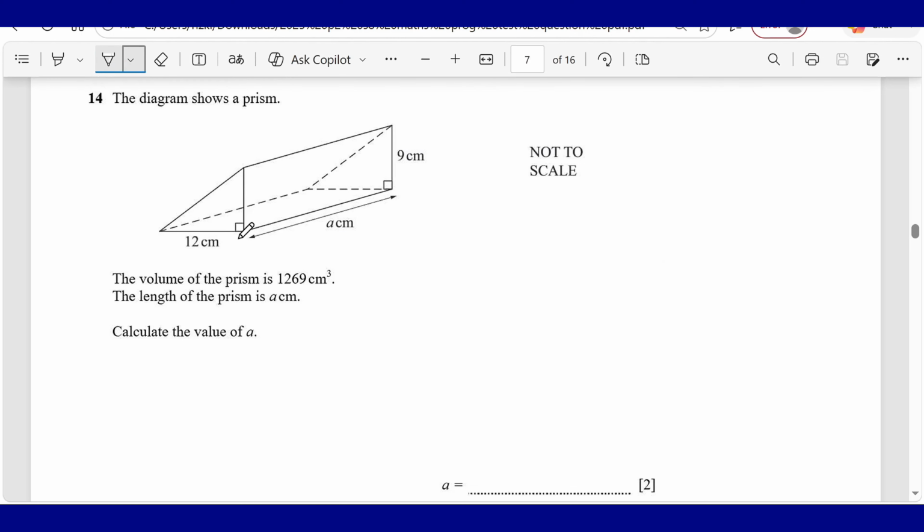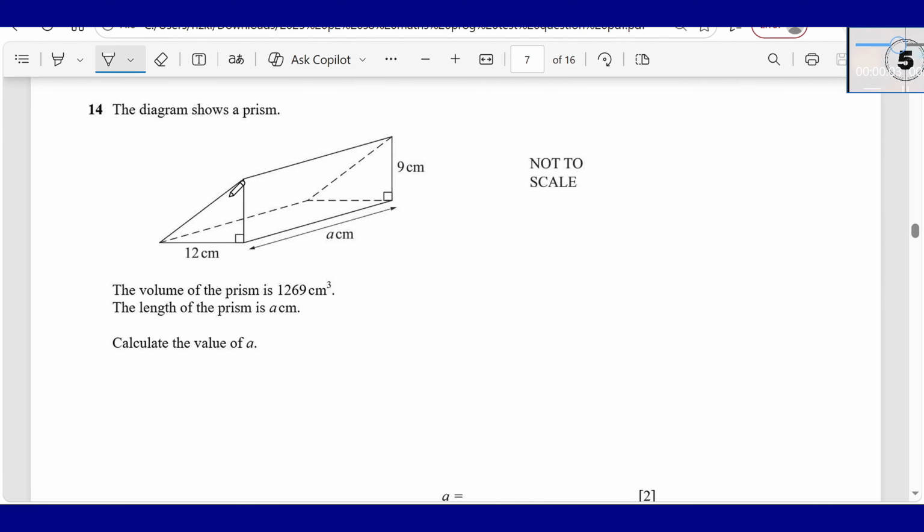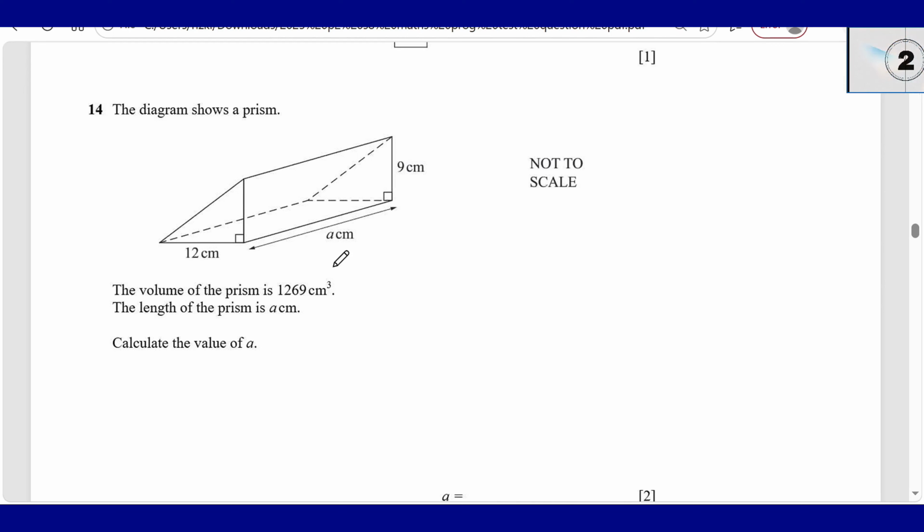Now question 14. The diagram shows a prism. The volume of the prism is 1269 cubic centimeters. The length of the prism is A. Calculate the value of A. When the timer returns to 0, we'll reveal the answer.